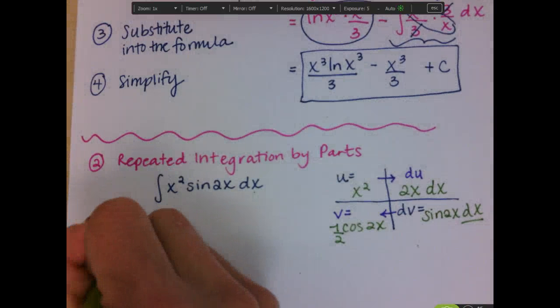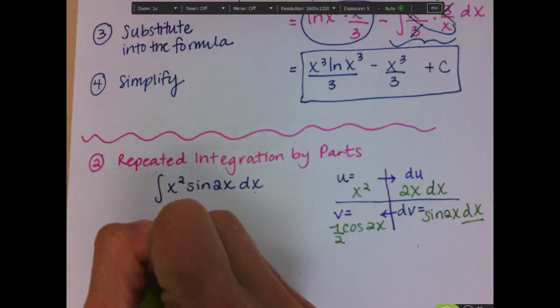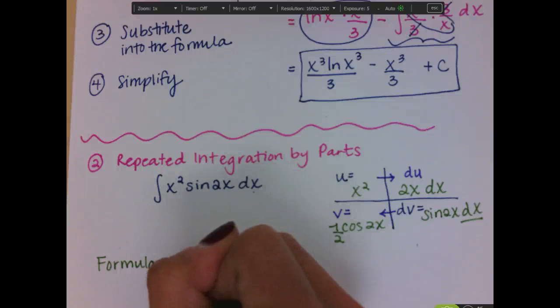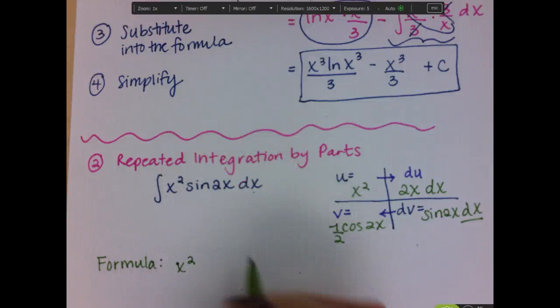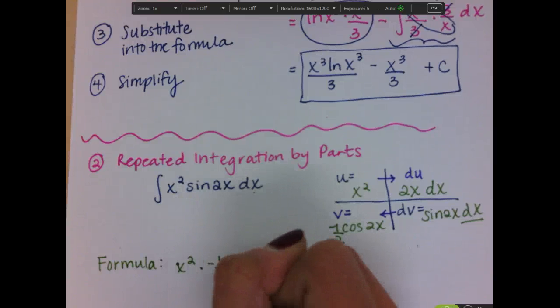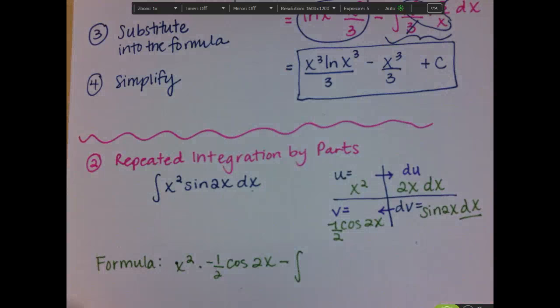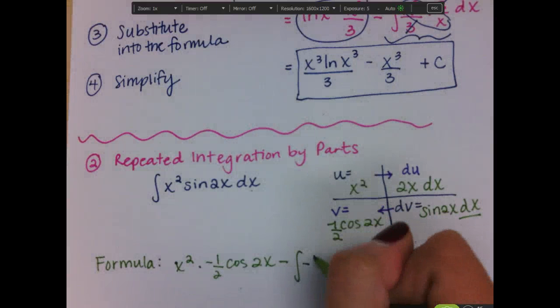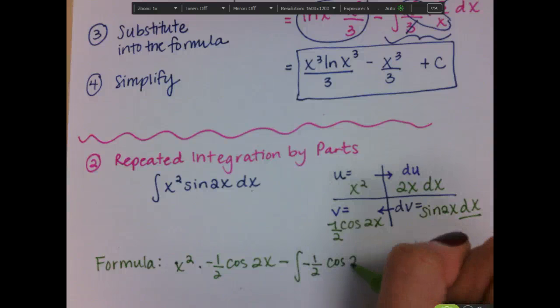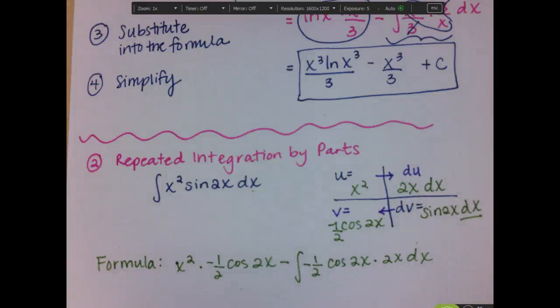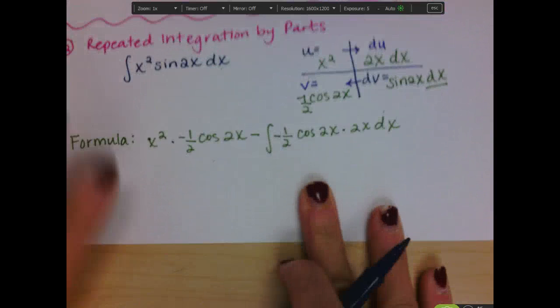Alright, let's try my formula and let's see what we have. So we've got u times v, so that's x squared times negative 1/2 cosine 2x minus the antiderivative of v du, negative 1/2 cosine 2x times 2x dx. That was step 3. Use your formula to plug in what you know.